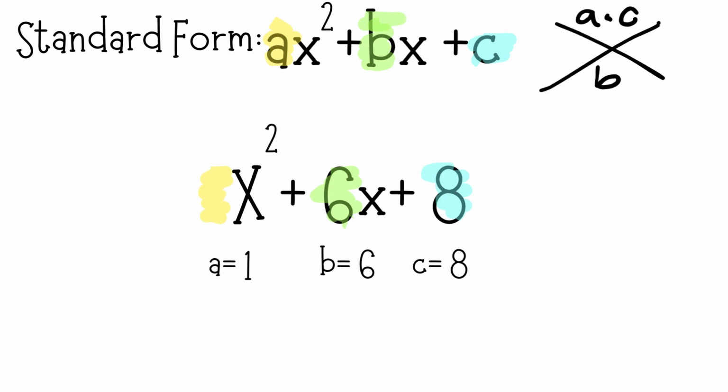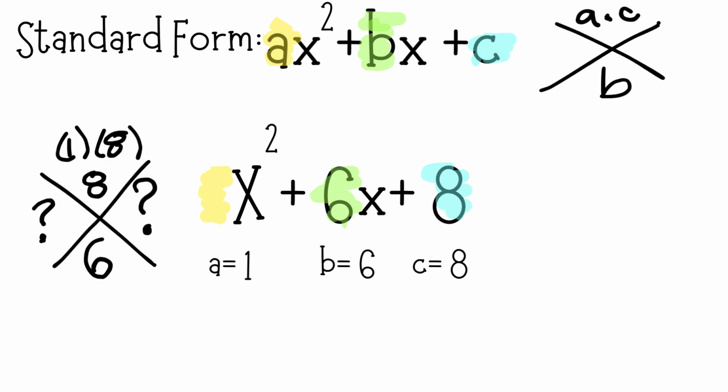Now, we want to make an X in which the top of the X is the product of a times c and the bottom of the X is b. We need to find two numbers that add to b and multiply to the product of a times c.